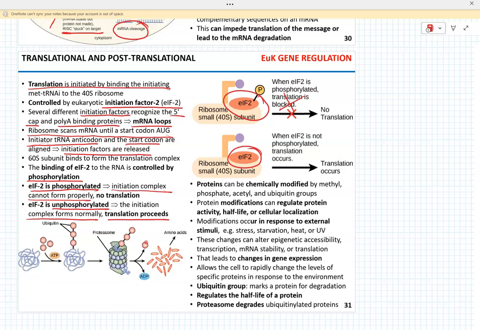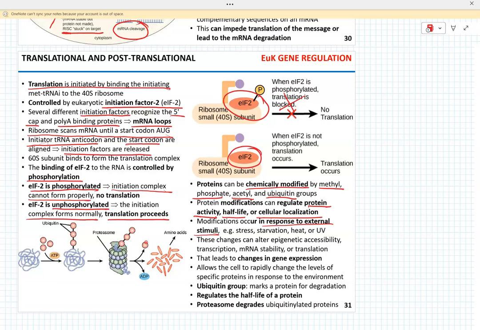And finally, proteins can also be chemically modified. They can be methylated, phosphorylated, acetylated, or ubiquitinylated. This modification can regulate the activity of the proteins, their half-life, or where they're localized within the cell. Modifications usually occur in response to some kind of an external stimulus, such as stress, starvation, or UV light exposure.